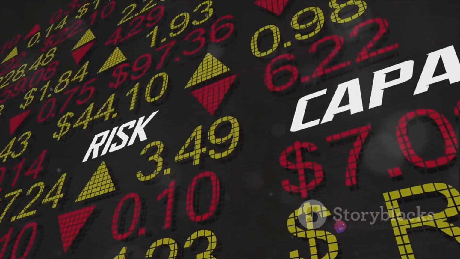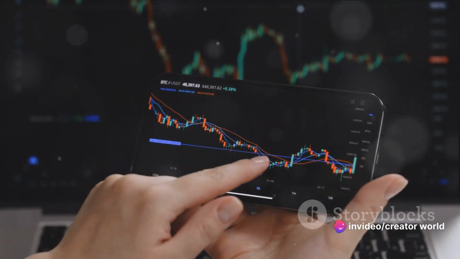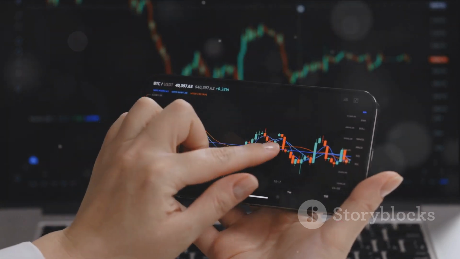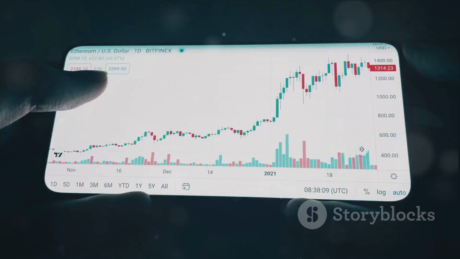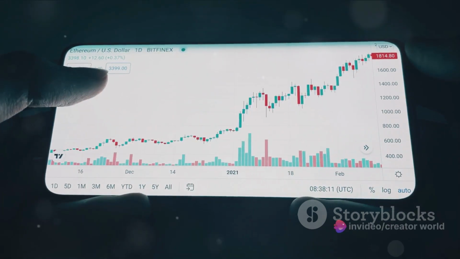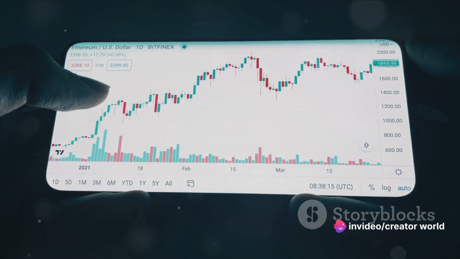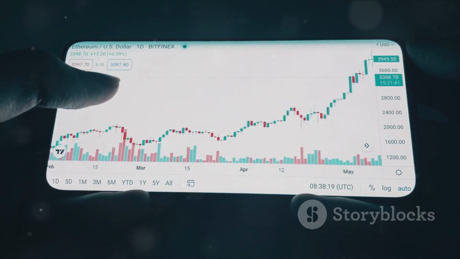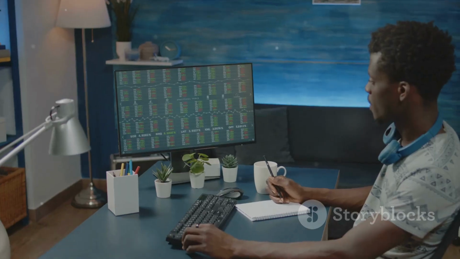The seventh step is implement risk management techniques such as setting stop-loss orders, diversifying your portfolio, and never risking more than a certain percentage of your trading capital on a single trade. The eighth step is learn how to analyze price charts, identify trends, and use technical indicators to make informed trading decisions. Technical analysis can help you spot potential entry and exit points.